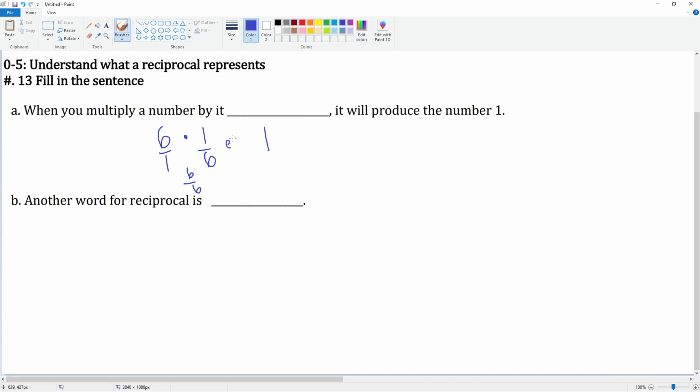Okay? That is the 1 over 6 here. This is called the reciprocal. Another word for the reciprocal is that it is the inverse of multiplication.